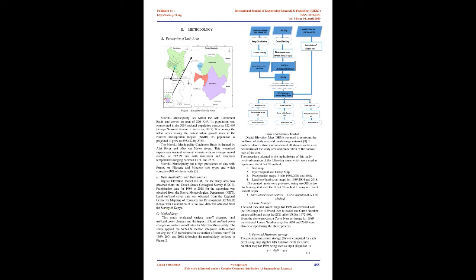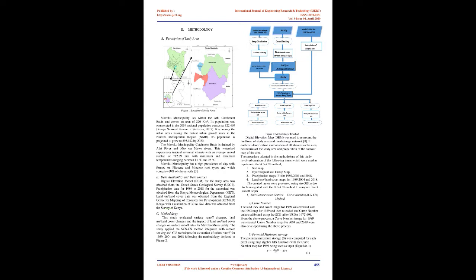3.B. Data availability and data sources. Digital elevation model, DEM, for the study area was obtained from the United States Geological Survey, USGS. Precipitation data for 1989 to 2018 for the watershed was obtained from the Kenya Meteorological Department, MET. Land use / land cover data was obtained from the Regional Center for Mapping of Resources for Development, RCMRD, Kenya, with a resolution of 30 m. Soil data was obtained from the Survey of Kenya.